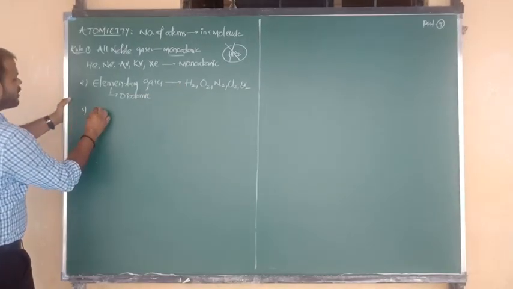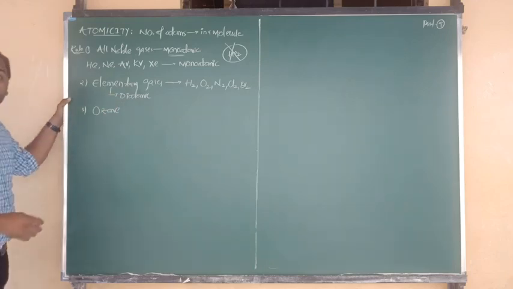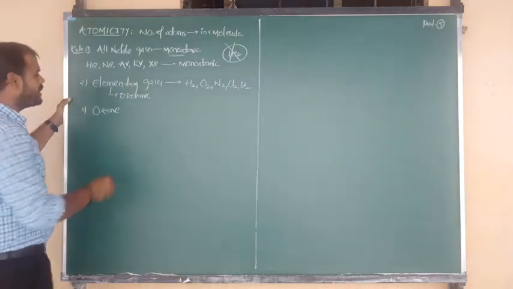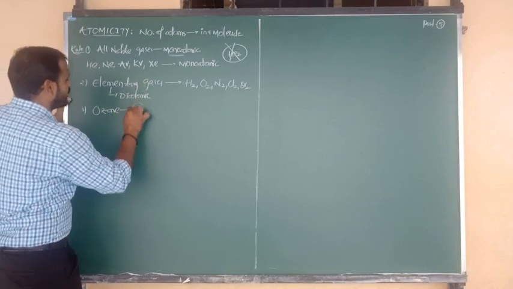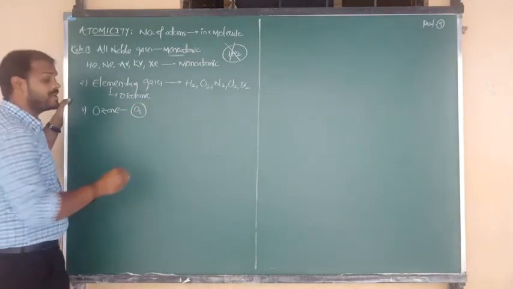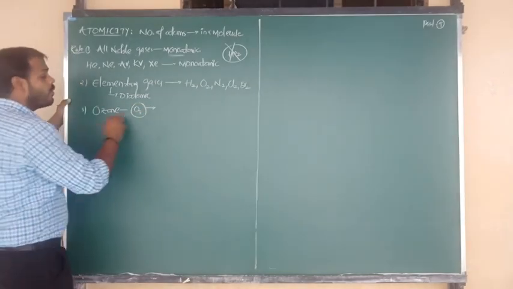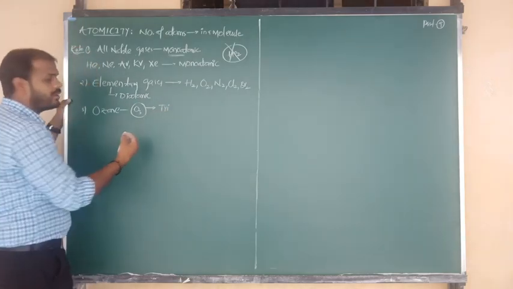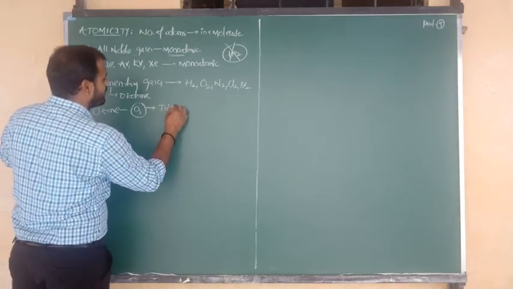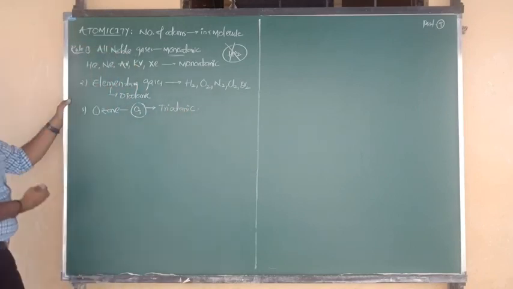Next, one common compound I want to tell you about, which I hope you know very well: ozone. What is the formula of ozone? The formula of ozone is O3. In ozone, how many oxygen atoms are there? Three oxygen atoms. So ozone is an example of triatomic, which means atomicity is 3.